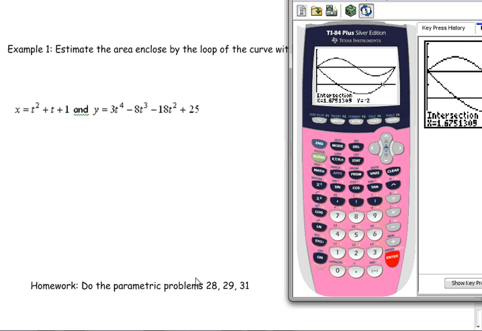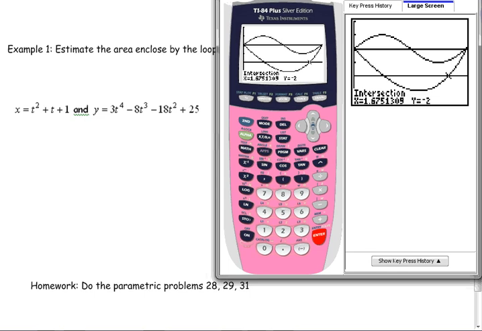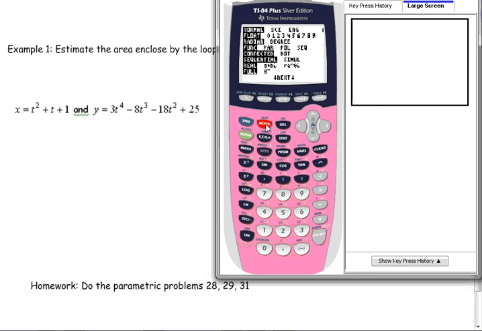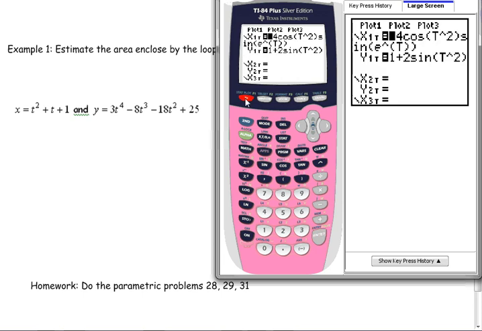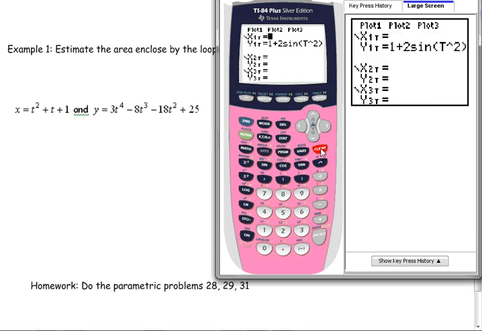And so we're going to change this to parametric mode. So we go to mode, and we're going to switch it down to parametric. Next week, you'll learn how to do the polar mode on your calculator. And I've seen these problems on the exam. Okay, so I'm going to clear out what I have because I have no idea what's there.